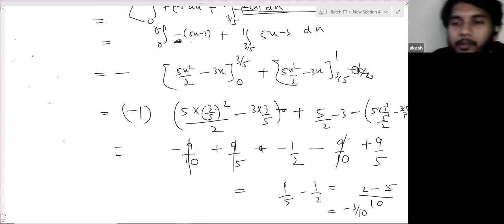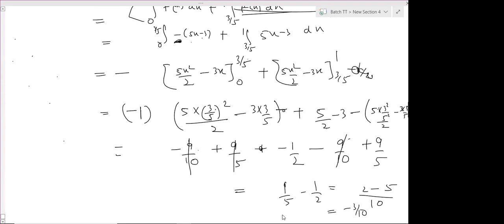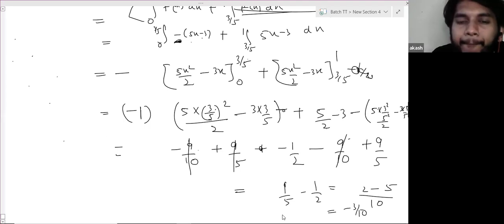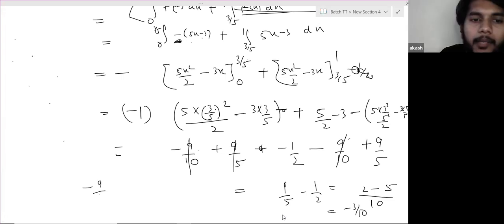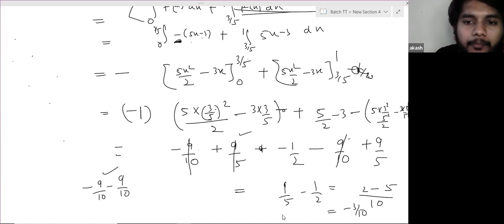Sir, this is not 9 by 5. Where? Sir, 9 by 10 plus 9 by 5 is like minus 9 plus 18 by 10, right? See, just do like this: 9 by 10 minus 9 by 10, this is 2 times 9 by 10. So minus 9 by 5. So minus 9 by 5 and plus 9 by 5 cancelled. Right? 18 by 10 is minus 9 by 5. Yes, sir. All right.